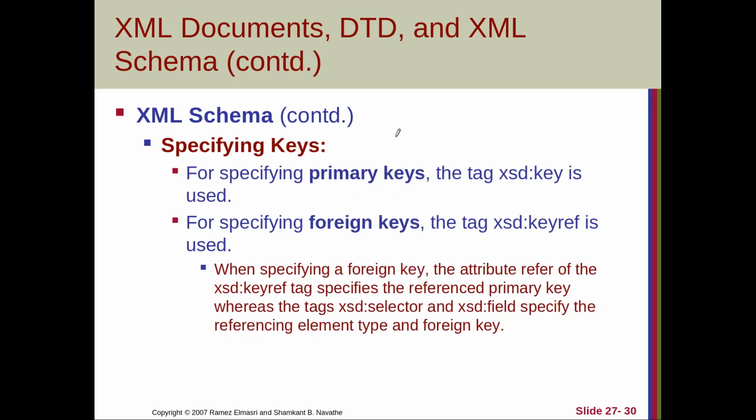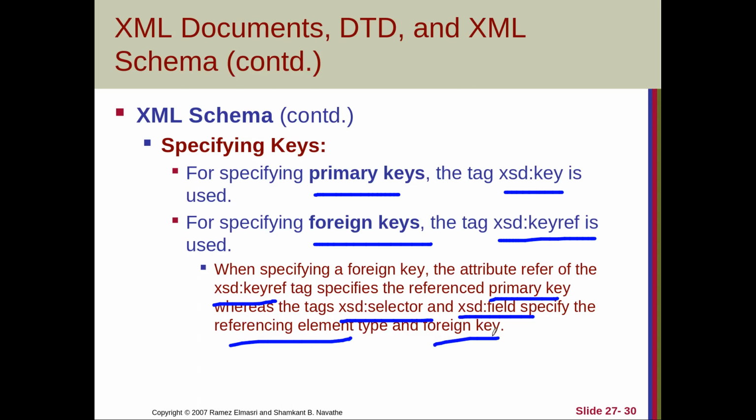Then key specification can be done for the various keys, like primary keys and foreign keys, by using the XSD key and XSD keyref elements. When specifying a foreign key, the attribute refer of the XSD keyref tag specifies the referenced primary key, whereas the tags XSD selector and XSD field are used to select the element type, specify the referencing element type and foreign key.